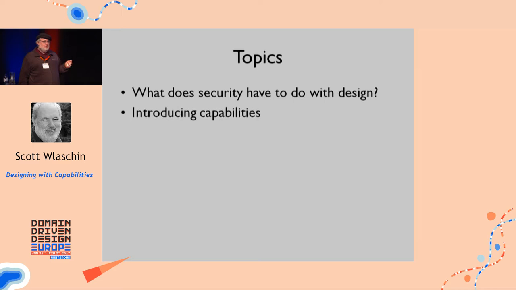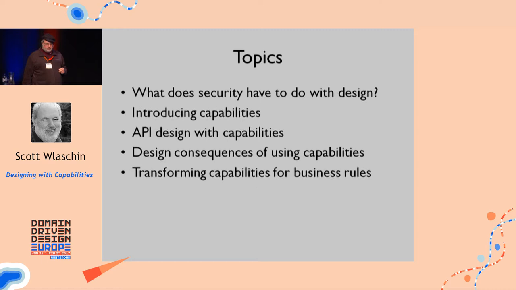All right. So first of all, we're going to talk about security and design. Is there any connection? I'm going to talk about these mysterious capability things and why you should care about them. And then I'll give you a demo of what an API using capabilities looks like and how it's different from a normal API. And then some of the consequences that you get when you can use capabilities like this. Capabilities fit really well with business rules, and I'll give you some examples of that. And then delegating authority, and what does that even mean? I'll talk about that too.